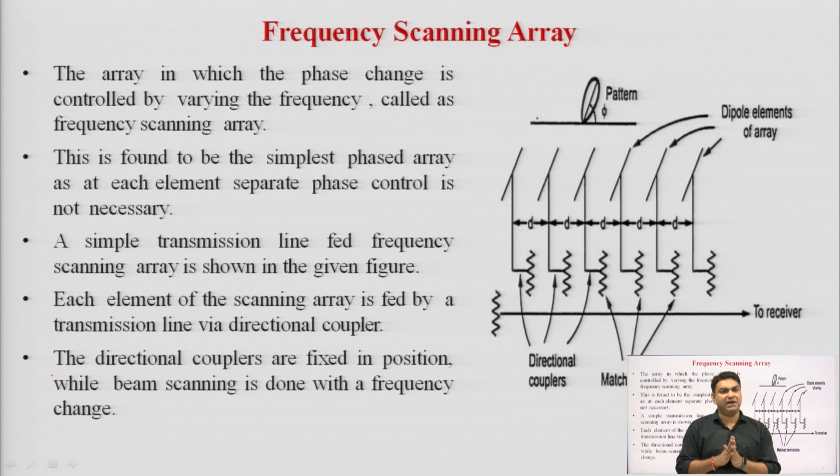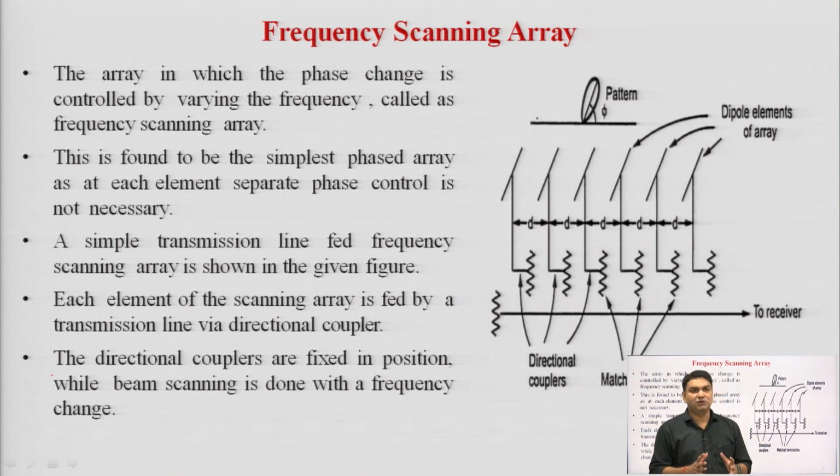Frequency scanning array is also a kind of phased array system. Some modifications, some changes have been made in a conventional phased array system, and we can get the frequency scanning array. Some special advantages can be achieved by designing such a frequency scanning array, and the array in which the phase change is controlled by varying the frequency is called the frequency scanning array.